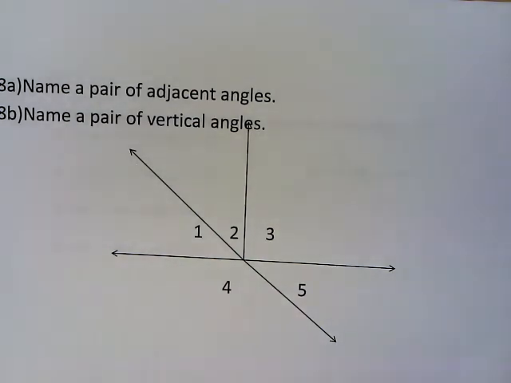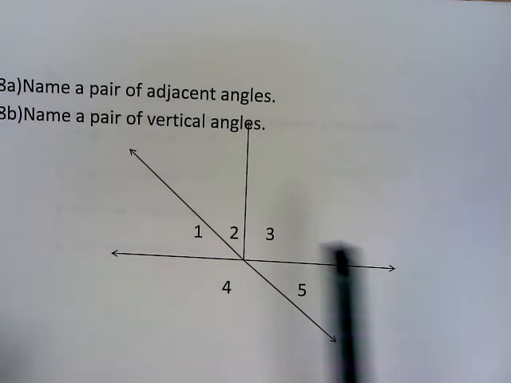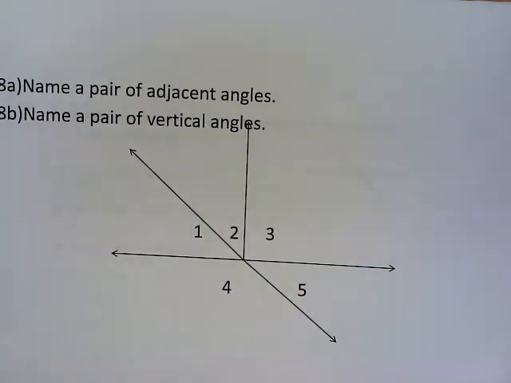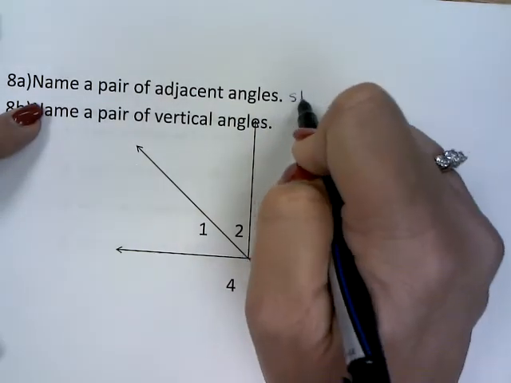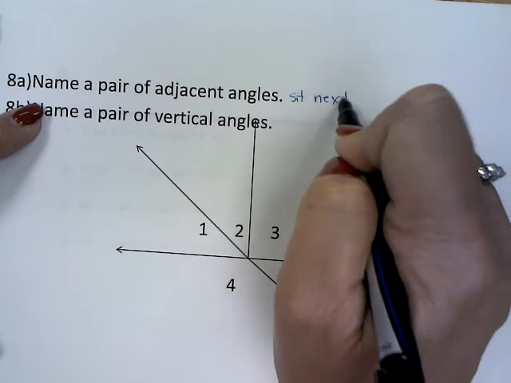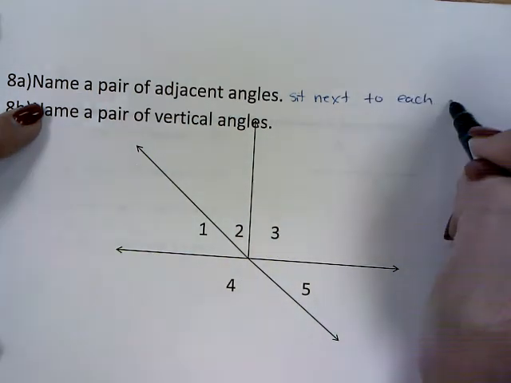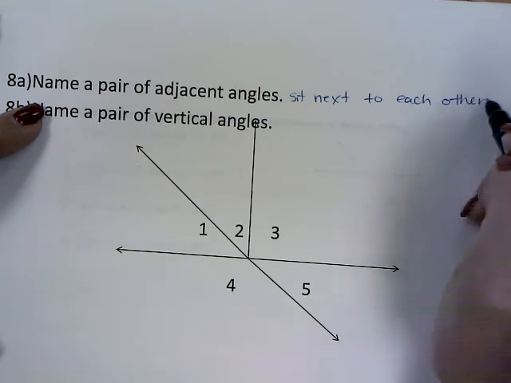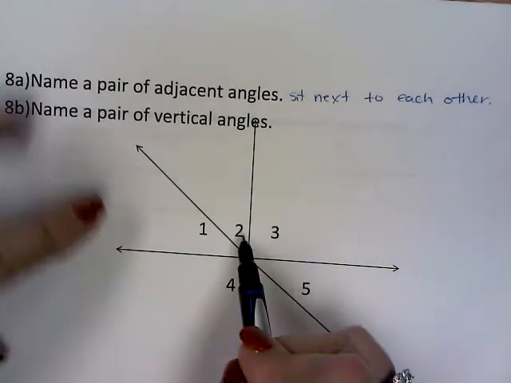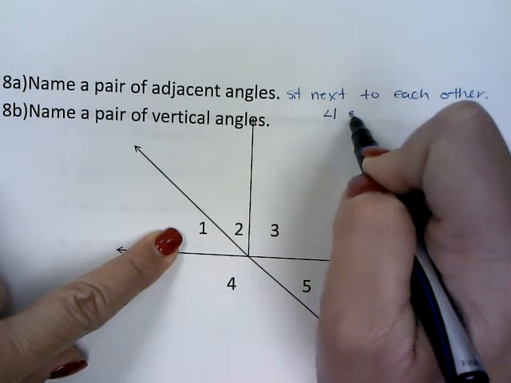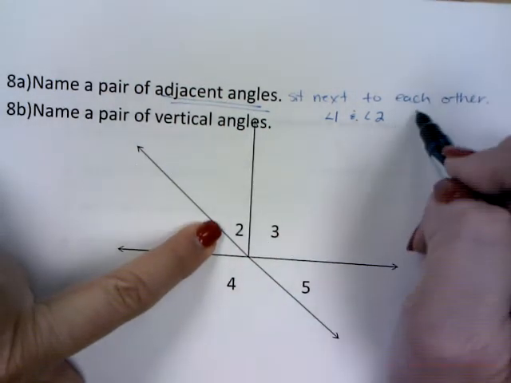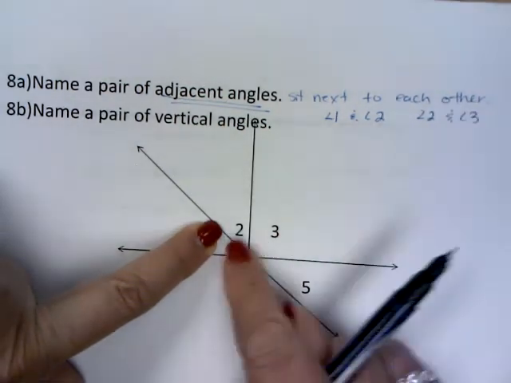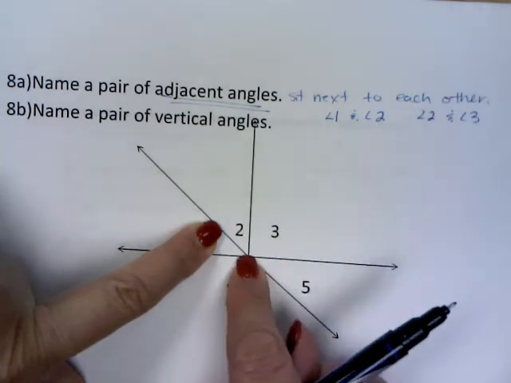Okay, looking here at this picture. So first of all, I want to name a couple things just vocabulary-wise. So first, I want to name a pair of adjacent angles. First of all, adjacent angles are angles that sit next to each other. They share a common side and they have a common vertex. So here, angle 1 and angle 2 are adjacent. Angle 2 and angle 3 are adjacent. They share the common side, they share a common vertex.